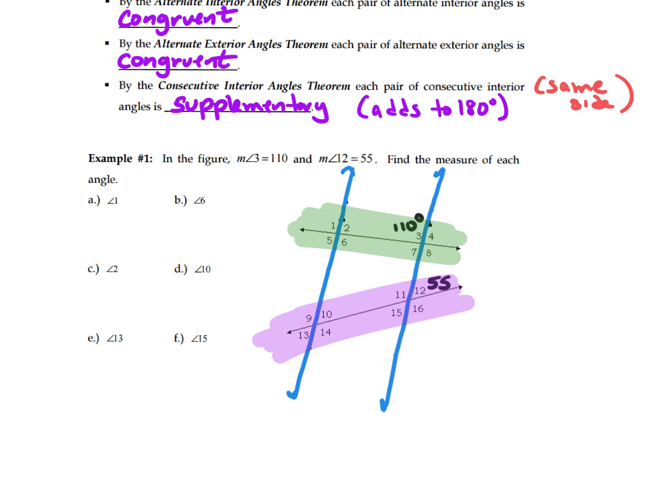So if I start on the green ones I have here, well, I know 3 and 1 are corresponding angles, so I know this has to be 110. I know 6 and 3 are alternate interior angles, so this has to be 110. And I know 1 and 8 are alternate exterior angles, so these have to be 110. So just using those theorems, I found 4 angles right away. These being alternate exterior, these being alternate interior, and these being corresponding.